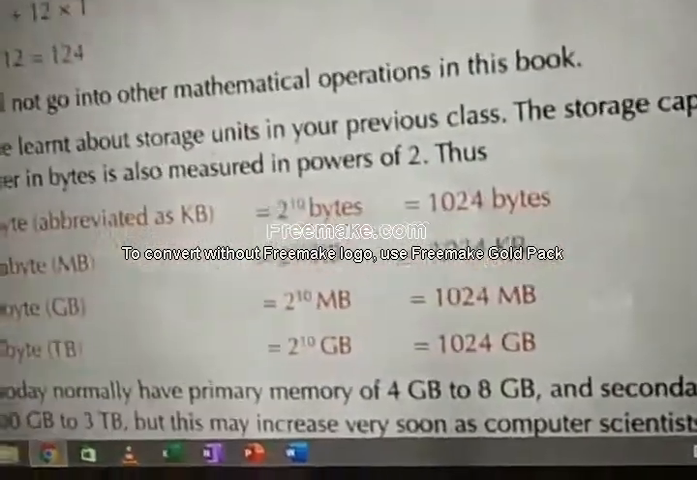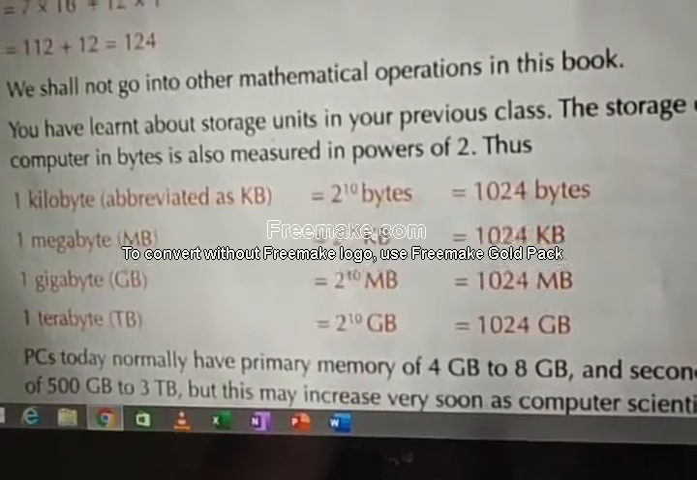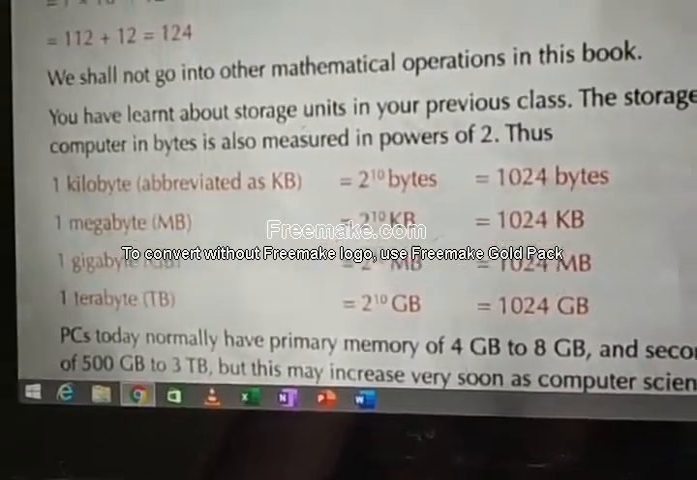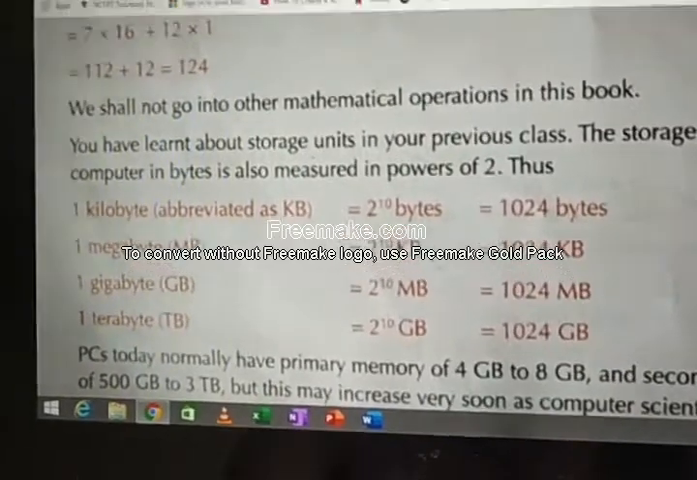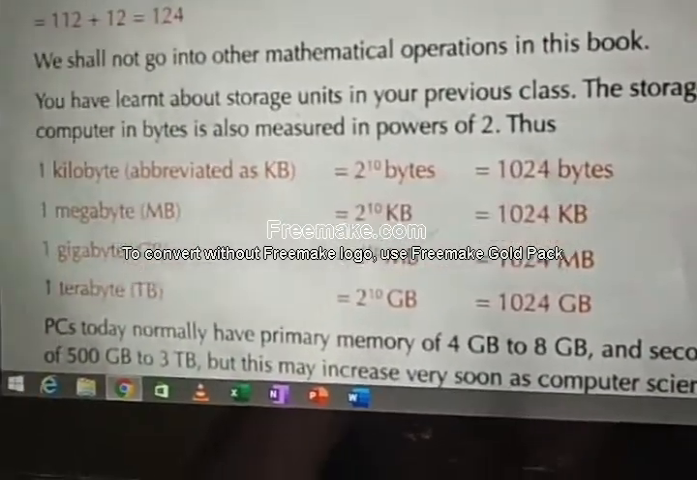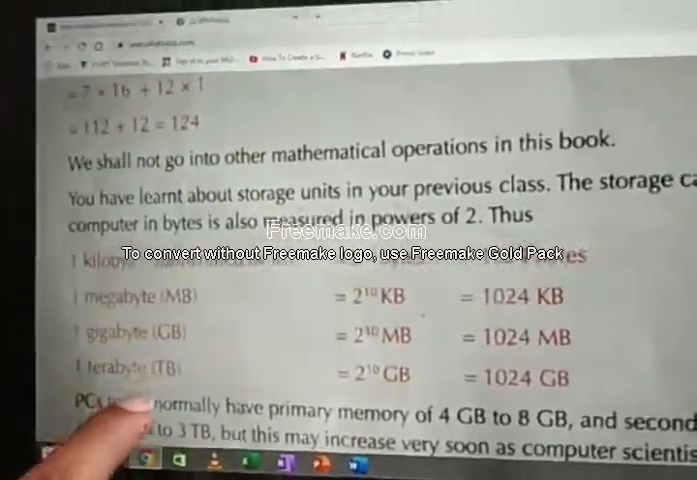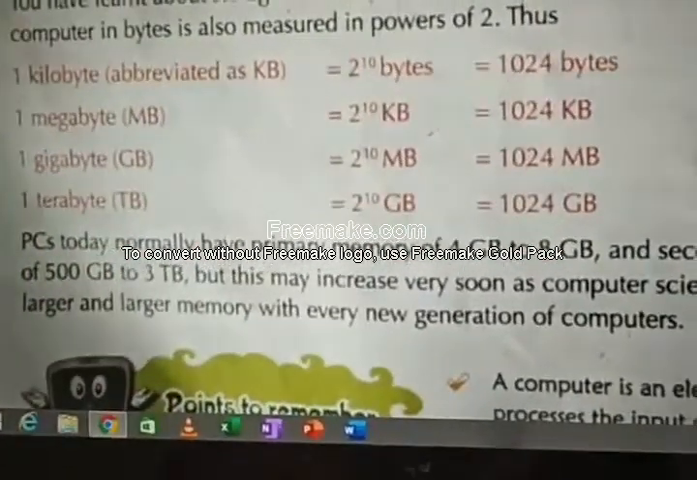If you put 1 GB of internet, how many MBs will be credited in your balance? 1024 MB. If you put 2 GB of internet, what will be the balance? 2048 MB. This is how GB or MB, this memory space, is calculated.